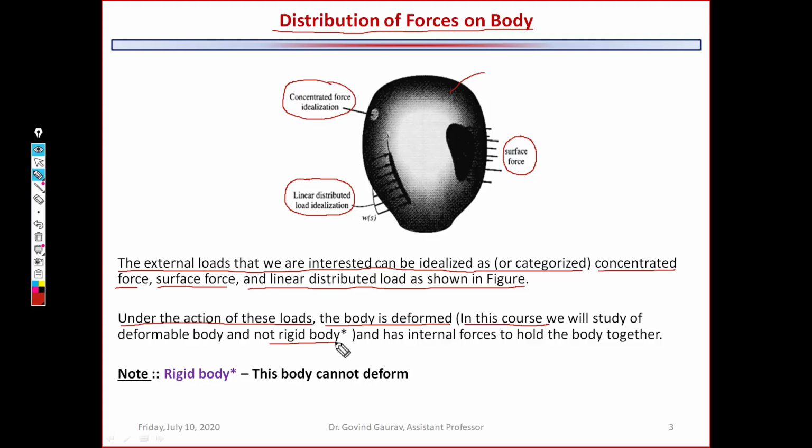So how do we define a rigid body? A rigid body is a type of body which cannot deform. Even if we apply large values of forces, this type of body will not have a tendency to deform. So we don't have any strain. If we don't have any strains, we will not have any stresses in the body. So under the conditions of a deformable body, there are internal forces that hold the body together.